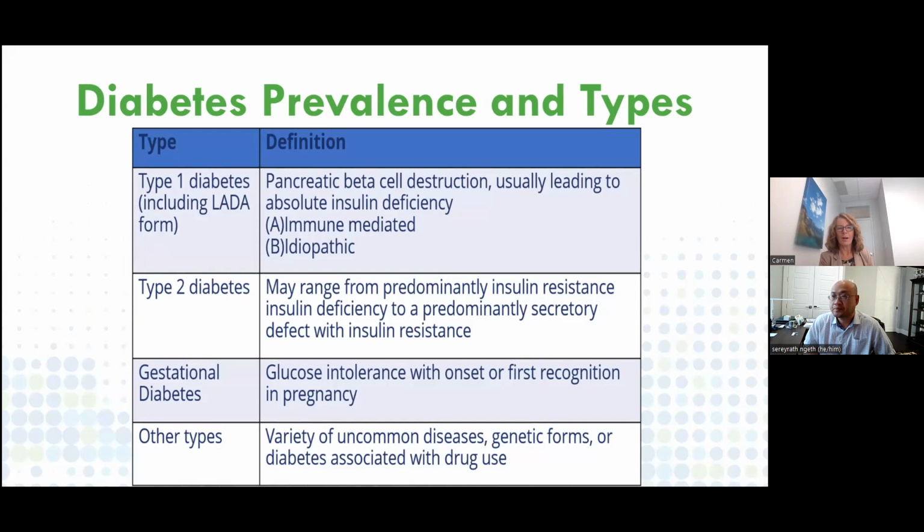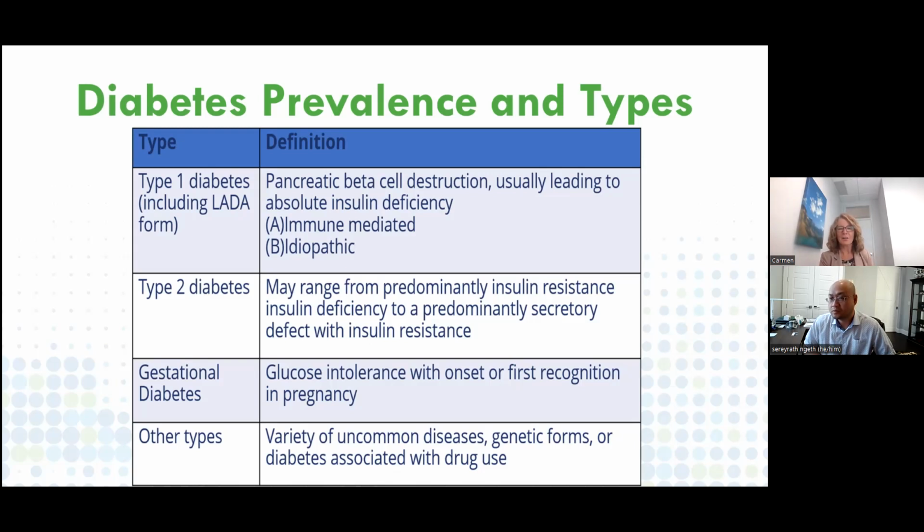With type 1 or LADA, which we will discuss later, there's an absolute insulin deficiency caused by pancreatic beta cell destruction. In type 2, this may range from predominantly insulin resistance to insulin deficiency and also a state of insulin resistance. All of these terms we'll discuss later as we go. Gestational diabetes is glucose intolerance, which is first noticed during pregnancy.